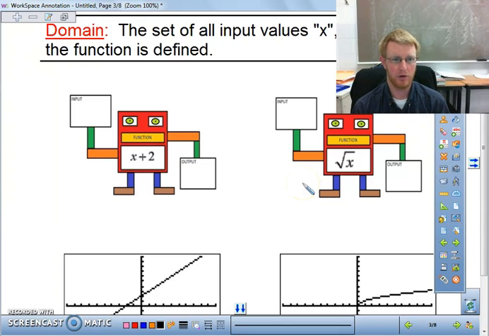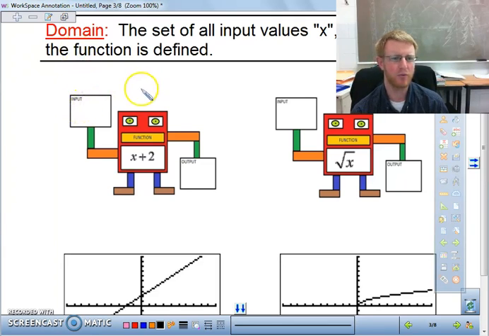So let's talk about, again, domain and what it means. Domain is the set of all input values x for which the function is defined. We've talked about this several times before, but basically when we say all of the input values for which it's defined, it's just saying what can we plug in for x. So in this example, if our function is x plus 2, you want to ask yourself the question: are there any restrictions to what I can plug in for x?